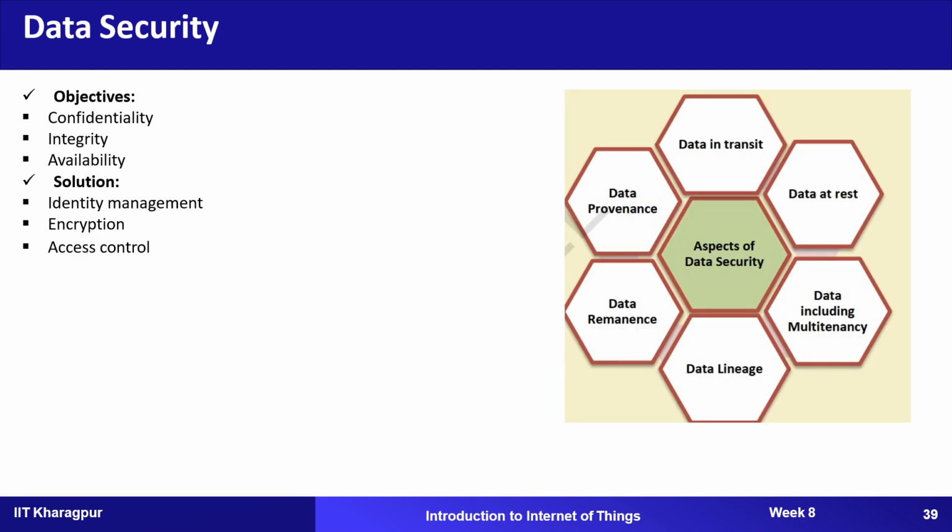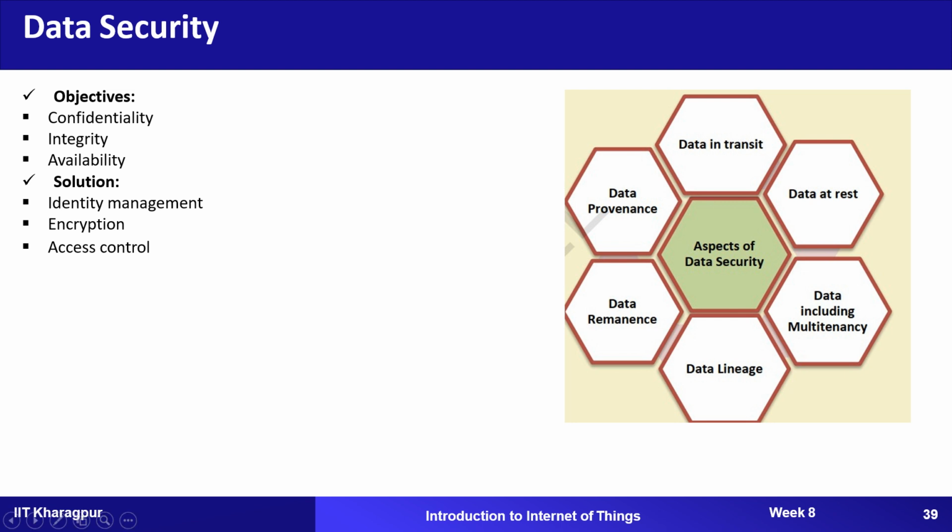Now we will discuss data security. Basically the objectives of data security are to ensure confidentiality, integrity and availability, and the solutions available in order to provide these features are: first one is identity management. All the users who are going to access the resources, their identity should be managed properly, and the services or the data should be given to the authorized user only. Encryption of data should be there, and access control should be there.